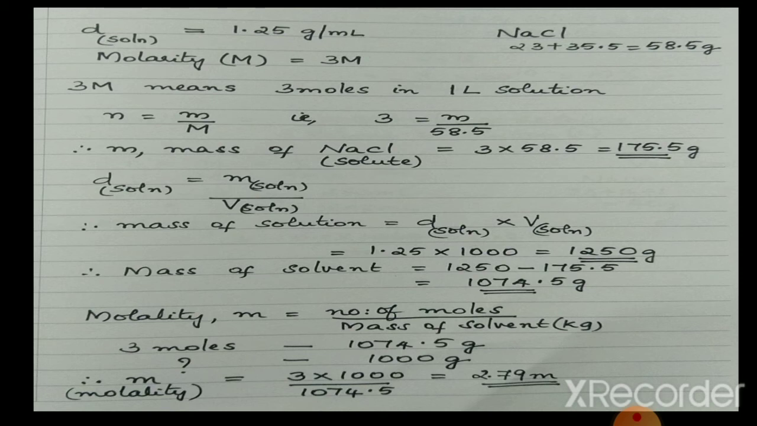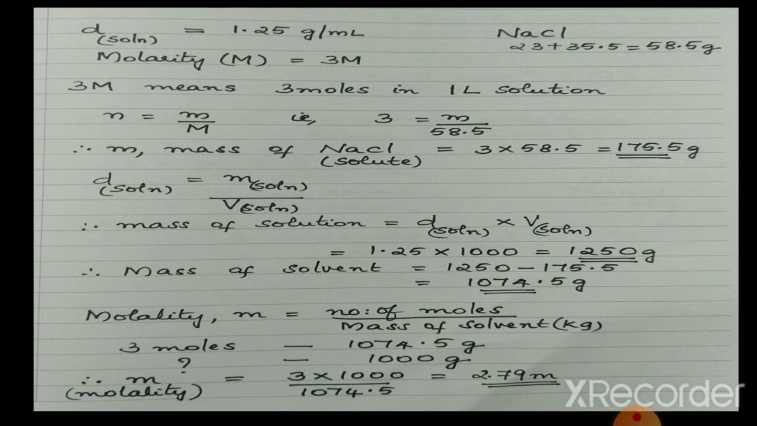Now, see, the density of the solution is given in the question. And what is it equal to? 1.25 gram per milliliter. You know that density is equal to mass by volume. So here we can say density of the solution is equal to mass of the solution by volume of the solution. The density value is given, that is 1.25. So 1.25 is equal to the mass of the solution, which is not known and we have to calculate, divided by the volume of the solution.